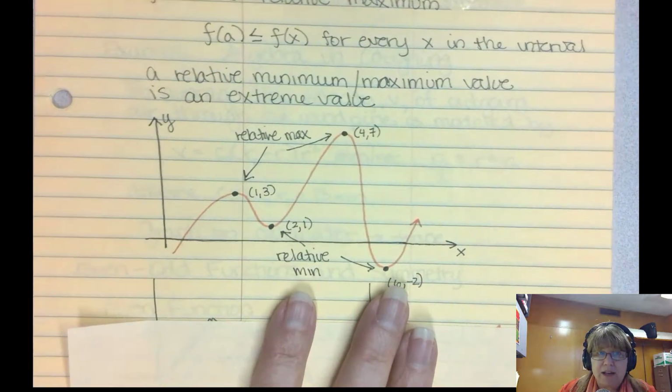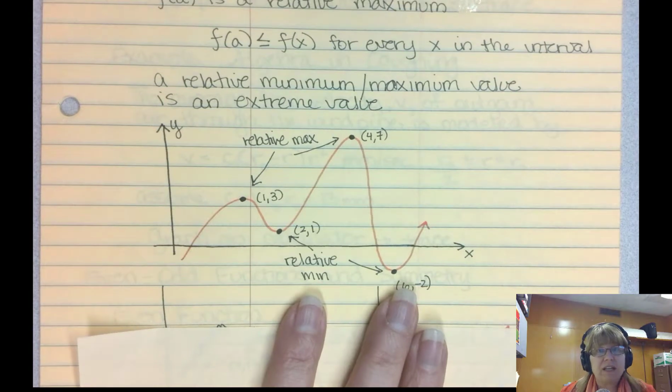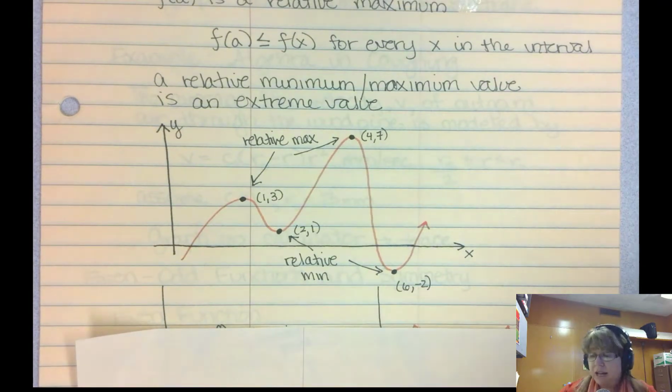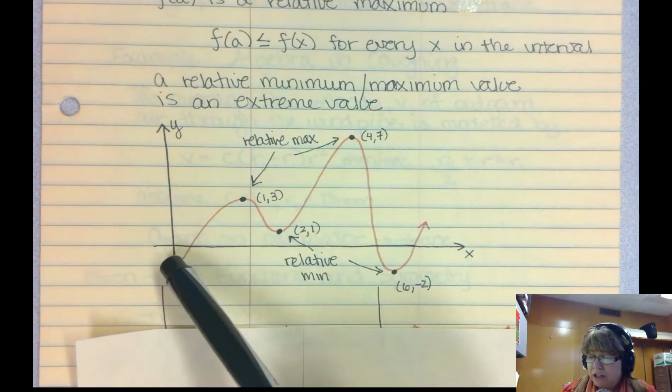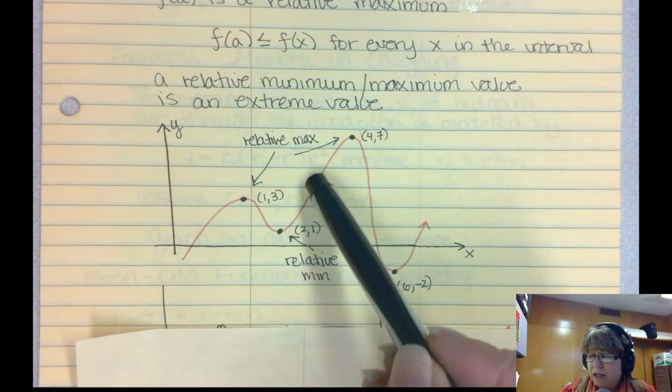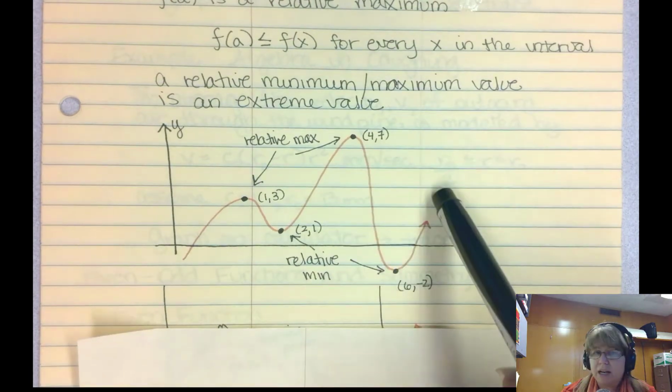So here I have a graph. I don't have the function for us. I just have a graph with some points. Now, our function goes up and then goes down and up and then down and then up like a roller coaster.